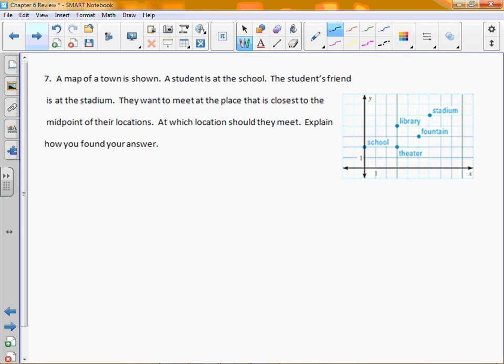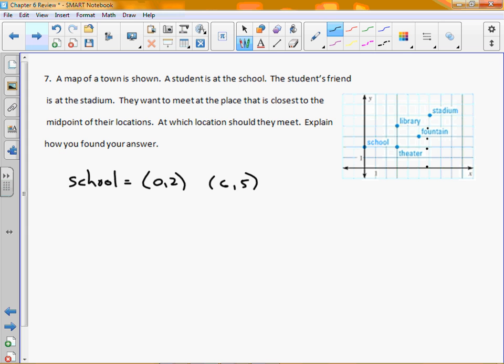In this problem, they want you to find the midpoint between the school and the stadium. So somewhere you got to write the coordinates for the school. The coordinates for the school is 0, 2. Somewhere you got to look at this and figure out the stadium is at 1, 2, 3, 4, 5, 6, 1, 2, 3, 4, 5. So the stadium is at 6, 5. Guys, if I didn't see those points right there, it didn't work. Not good.